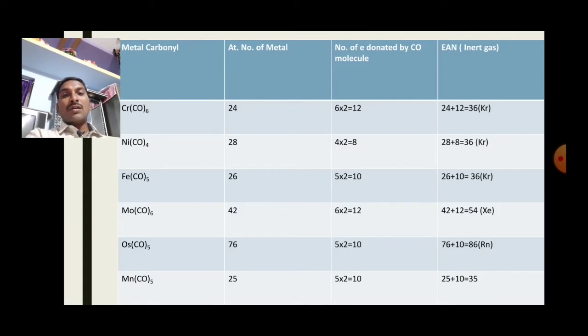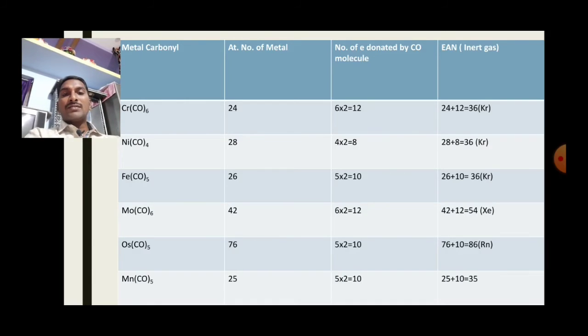Another example is osmium pentacarbonyl. What is the atomic number of osmium? It is 76, so it has a 10 electron deficiency to the radon atomic number. Therefore it acquires the radon atomic number 86 by gaining 10 electrons from 5 carbon monoxide molecules. As a result it has the formula Os(CO)5. It can acquire only 10 electrons, so it combines with only 5 carbon monoxide molecules. So these are the general EAN rules that are applicable.